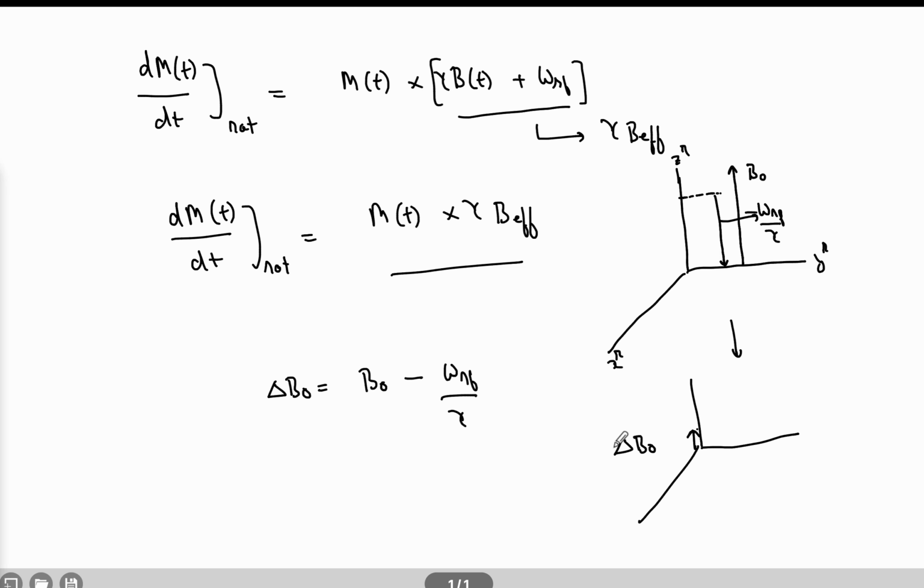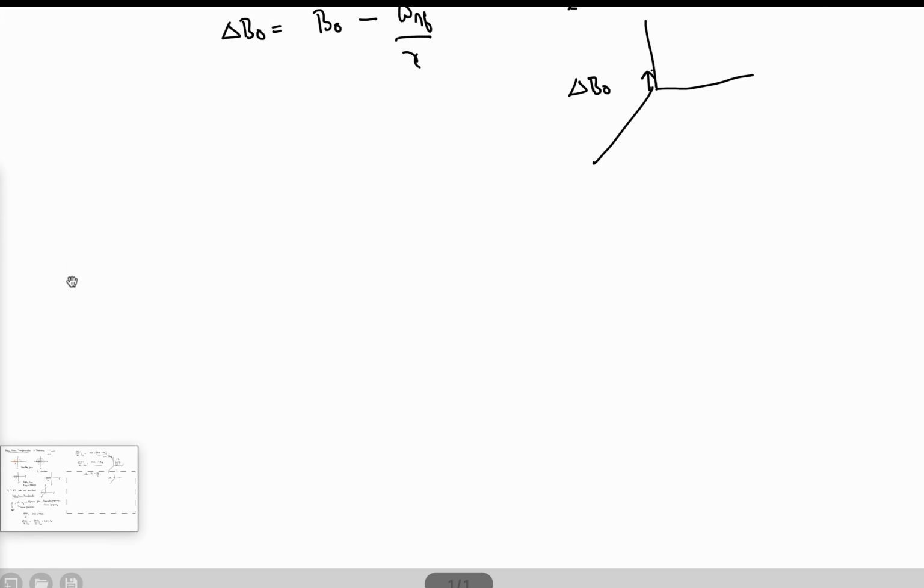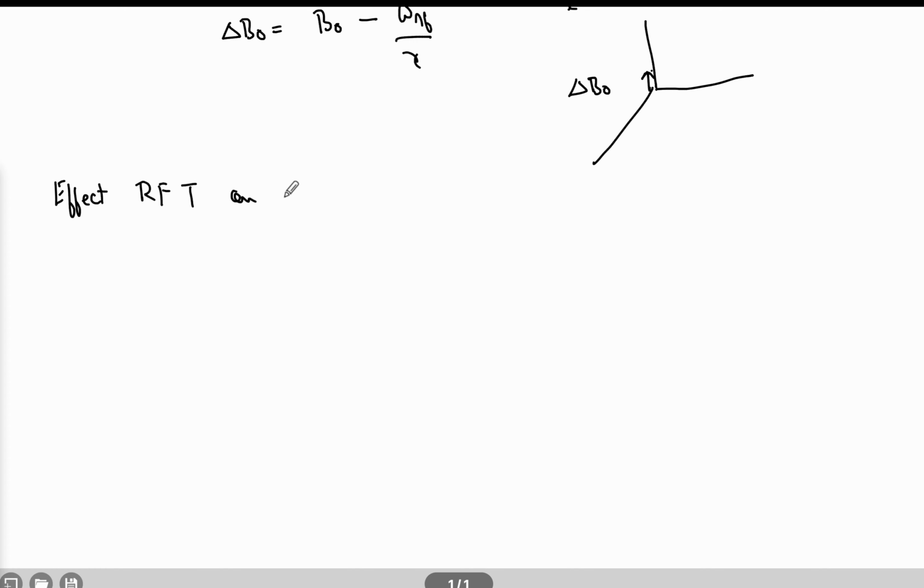Okay, so now this becomes your delta B0, right? This is in laboratory, this is in rotating frame. So now let us consider the effect of radio frequency pulse, because to carry out resonance we have to apply a radio frequency pulse. So let us see the effect of rotating frame transformation on an RF pulse.